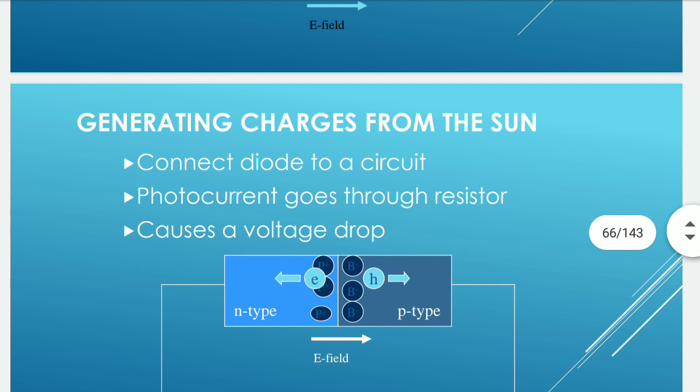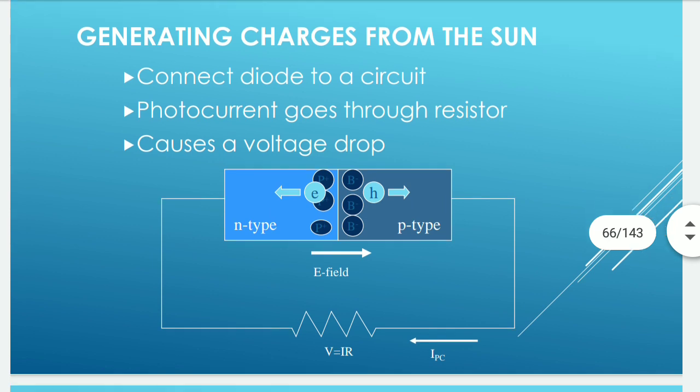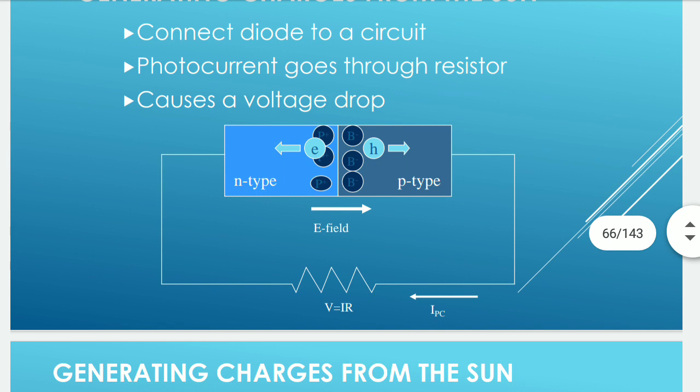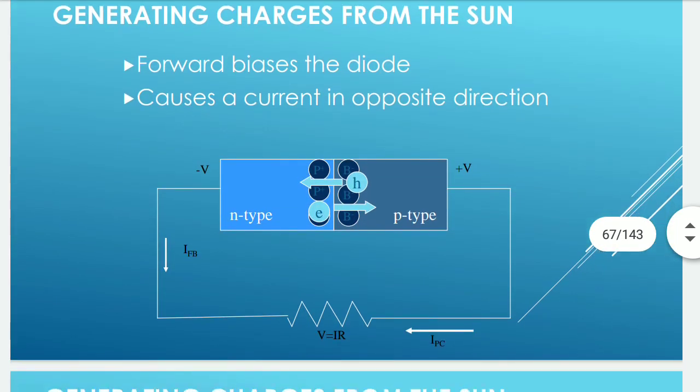Connect the diode to a circuit. The photocurrent goes through the resistor and causes a voltage drop. This is the photocurrent. Generating charge from the sun. Forward bias the diode, which causes current in the opposite direction. This is the photocurrent, and this is the forward bias current.